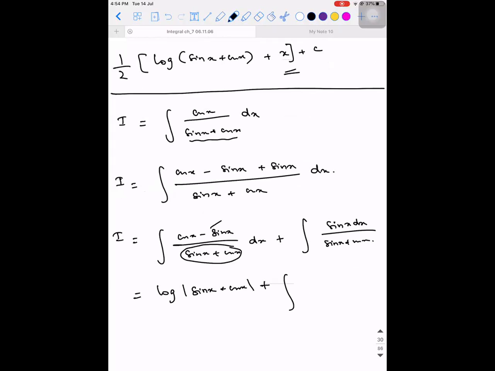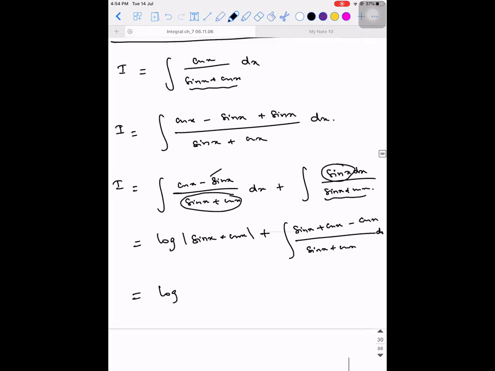Plus, here if you observe again, I have sin x. To get this in the form of the denominator, you can add a cos and subtract a cos. So sin x plus cos x minus cos x, the whole divided by sin x plus cos x into dx. Then this will become log of mod of sin x plus cos x plus, I'll combine sin x plus cos x with the denominator, you will get a 1. So integral of dx minus integral of cos x dx divided by sin x plus cos x. Did you understand what I did?